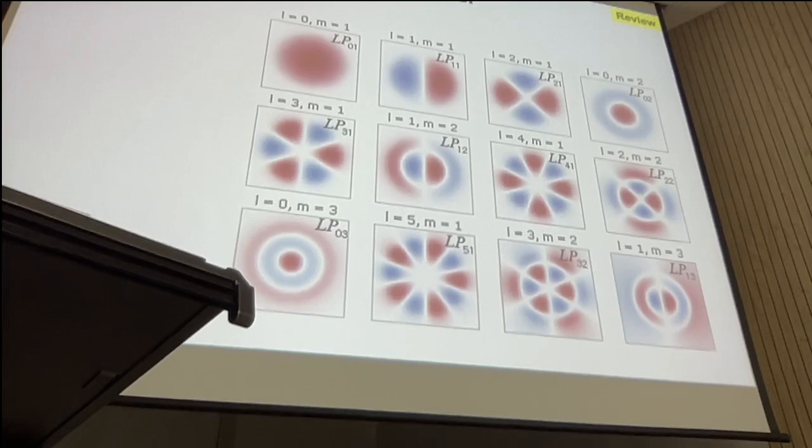LP31, of course, we have 3 oscillations within pi: 1, 2, 3. Right. So we have 1, 2, 3, 4, 5, 6 zero crossings for LP31.